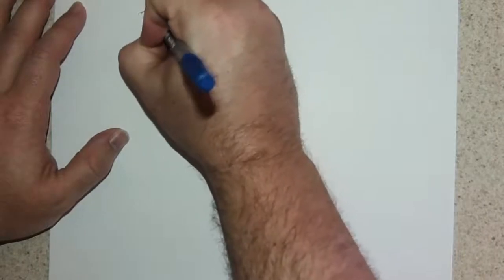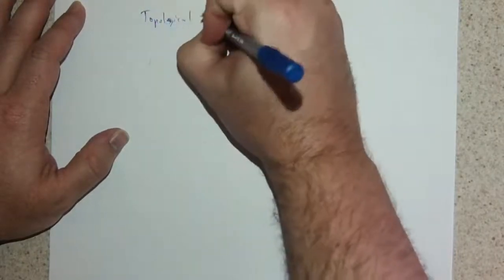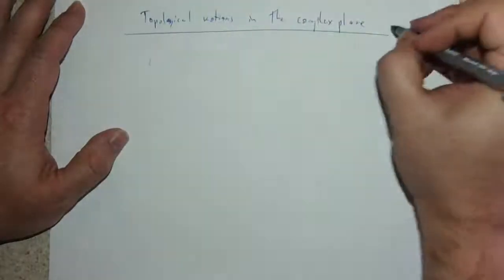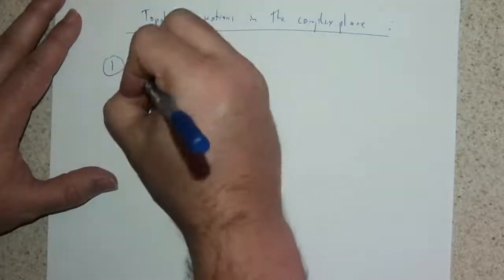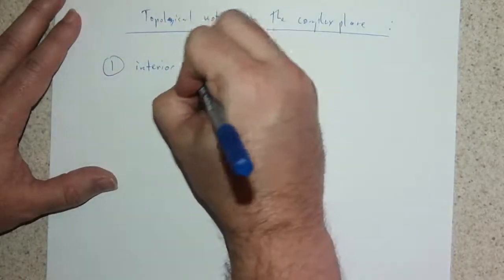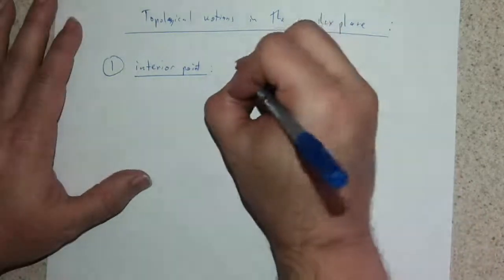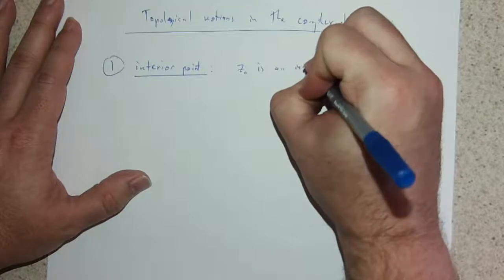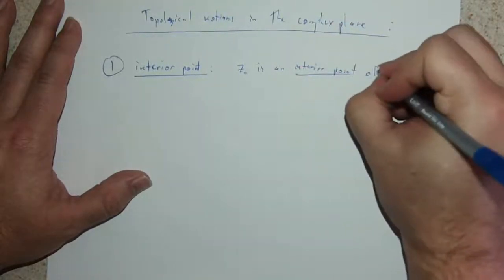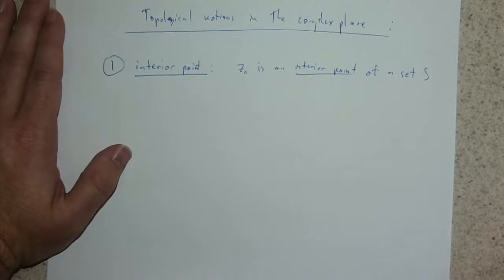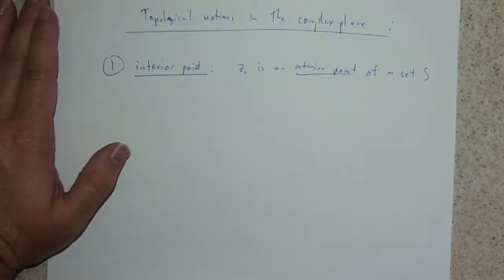Okay, and so here's a list of topological notions in the complex plane. We have a few terms to define here. One is the notion of an interior point. So what is an interior point for a set? Z0 is an interior point of a set S, which is a set of complex numbers, whenever there is a neighborhood of Z0 that contains only points of S.